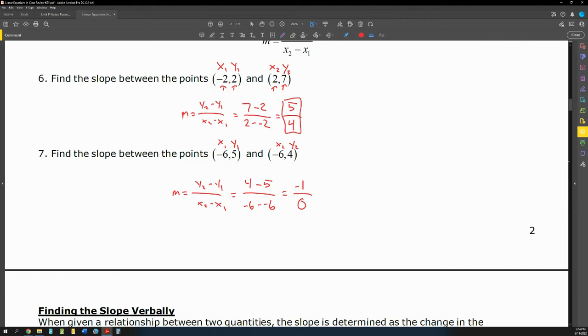Now here I see a big red flag. We've got -1 over 0, or -1 divided by 0. There's only one number in math that we cannot divide by, and it's 0. If you try to plug in -1 divided by 0 in your calculator, you're going to get a divide by 0 error. And the reason why is we can never divide by 0. Okay? So, because our slope is dividing by 0, this line has undefined slope.